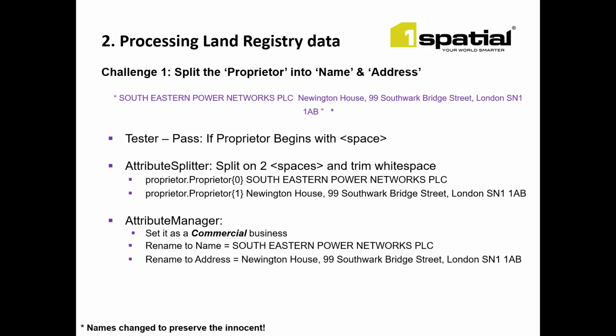For commercial records, name and addresses were distinguished by 2 white spaces between. So we used an attribute splitter transformer, and this let us split the value into the name and the address elements. And then we used an attribute manager to rename those to the expected attribute names in the target system.